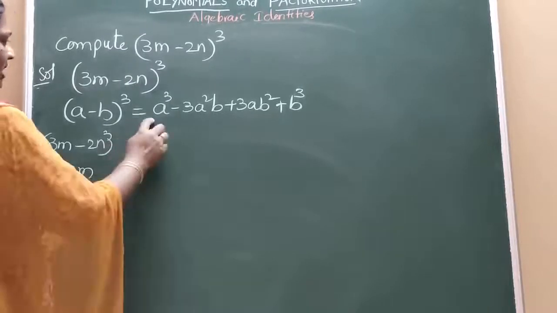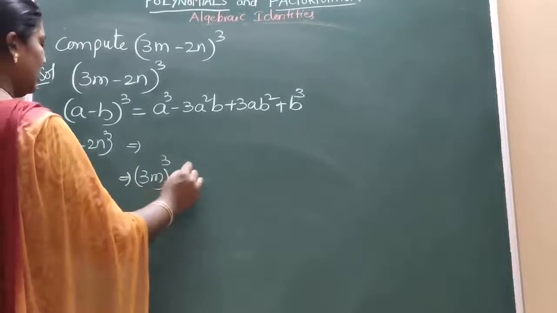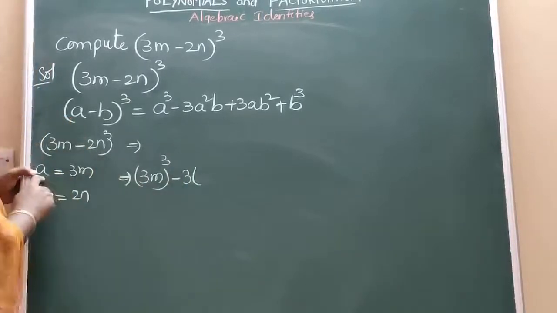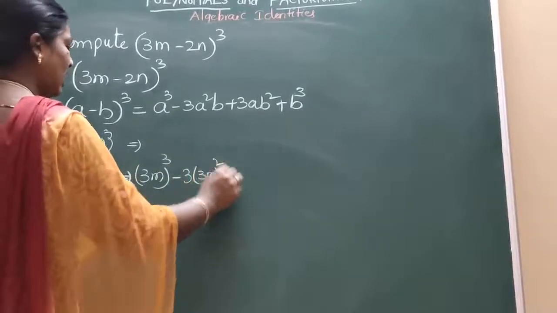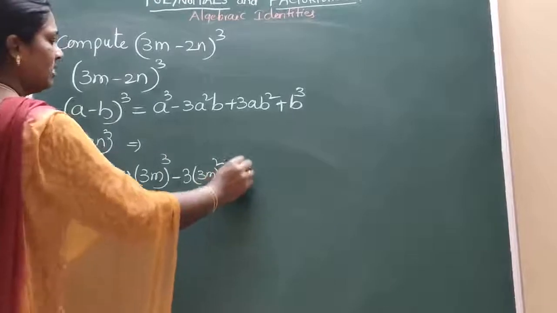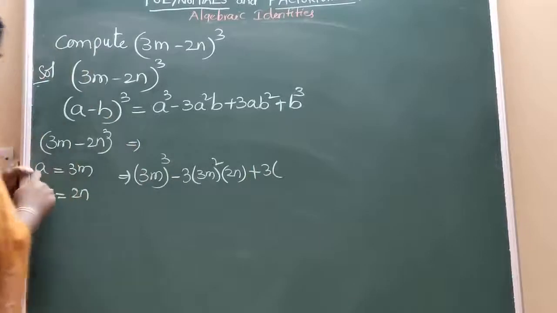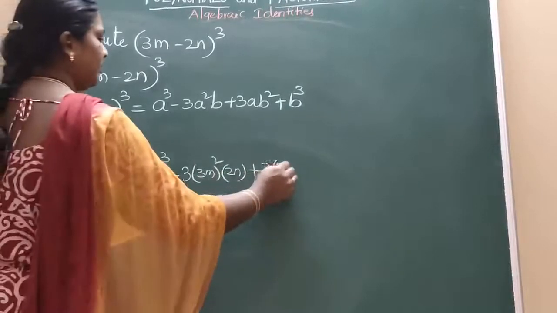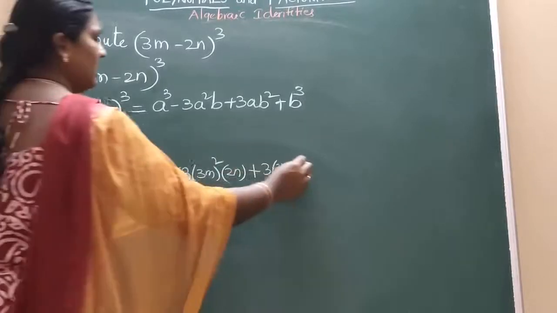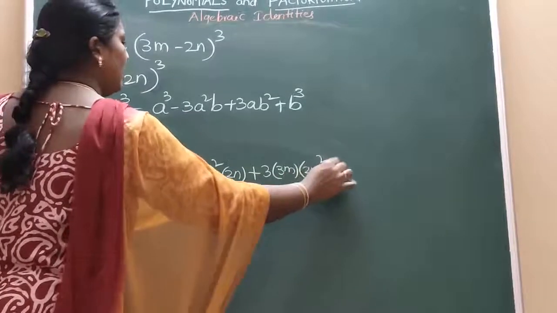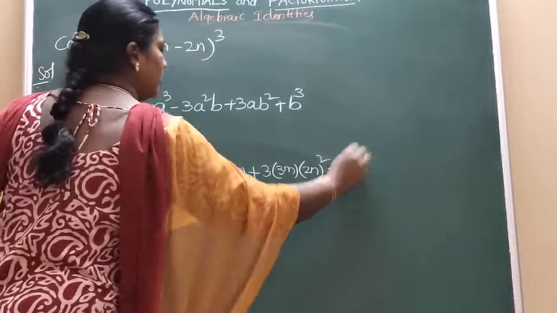That is, a cube is 3m whole cube minus 3a square b. In place of a we have to write 3m, that is 3m whole square into b is 2n. Okay. Next, plus 3ab square: 3 into, in place of a we write 3m, into b square. In place of b we write 2n, that is 2n whole square, plus b cube. So we write 2n whole cube.